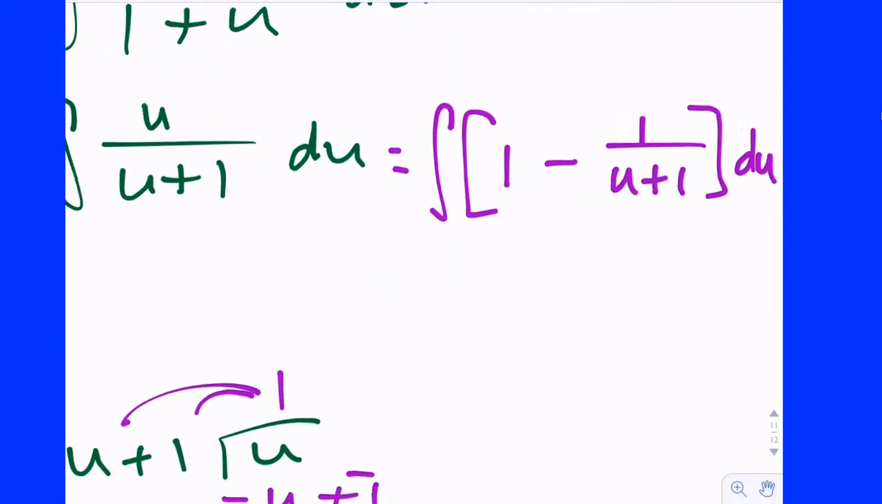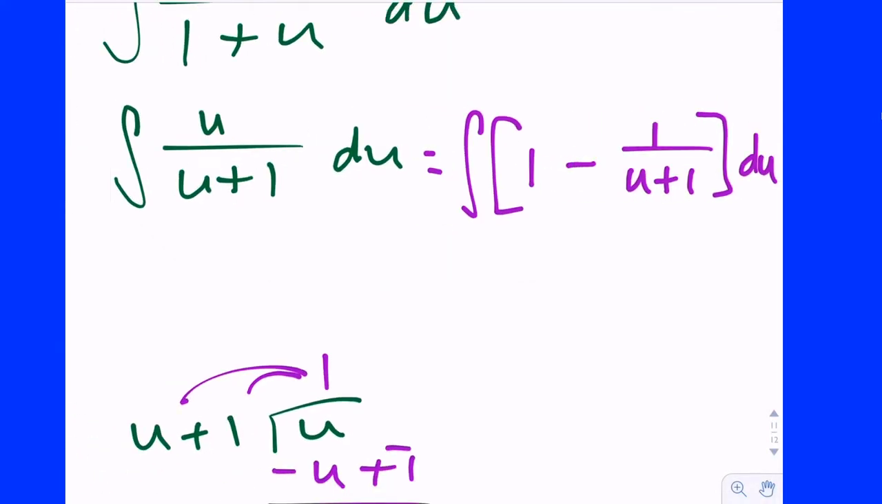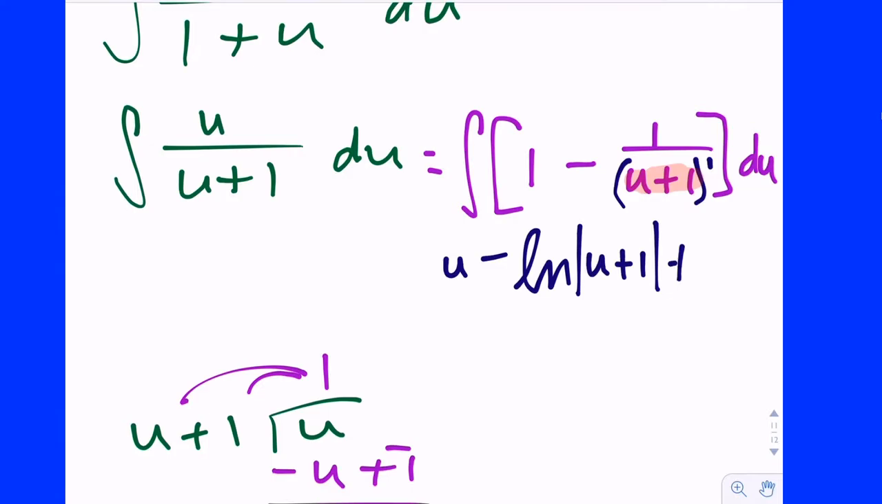The first term becomes what with respect to u? U, good. Minus the second term, which has an inside function of u plus 1 in the denominator to the first power. Its derivative with respect to u is 1, so we're not off by anything. So what's the rule of integration when it's in the denominator to the first power? ln of the absolute value of u plus 1, plus c.